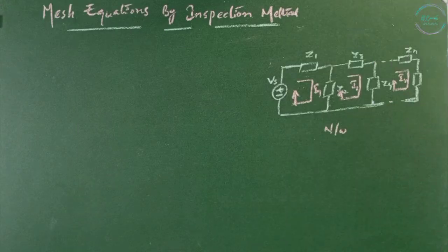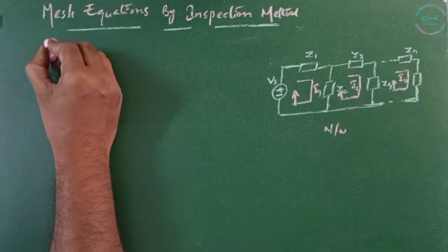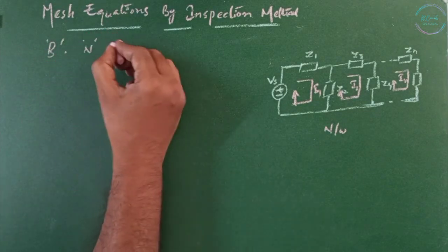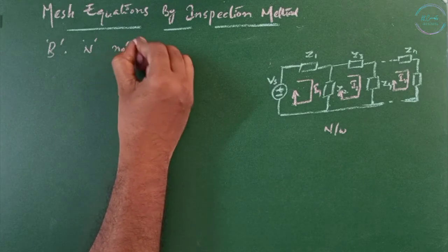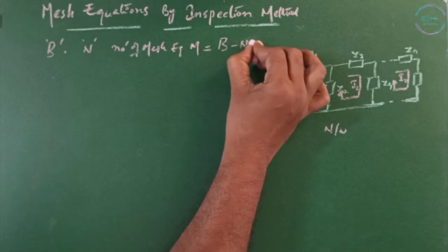Mesh equations by inspection method. The mesh equations for a general planar network can be written by inspection without going through the detailed steps. Suppose we have a network like this having b number of branches and n number of nodes including the reference node. Then the number of mesh equations or loop equations m equals b minus n plus 1.